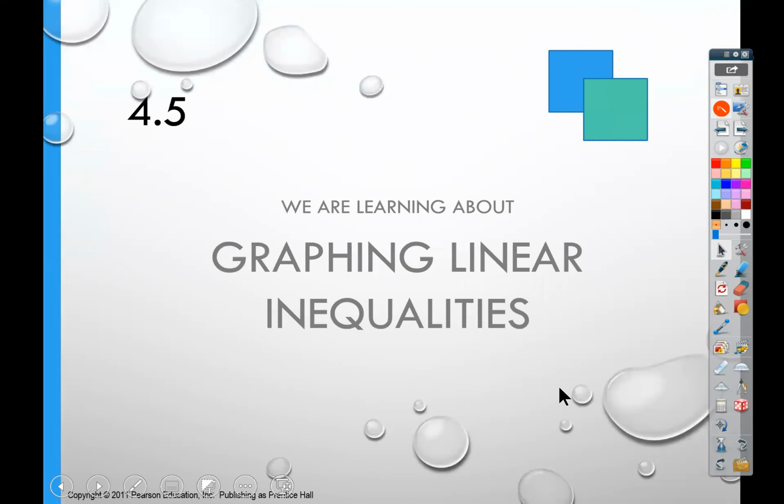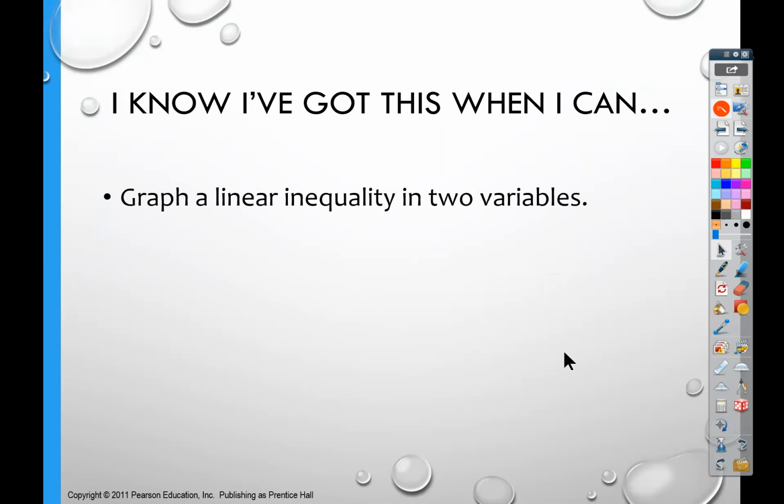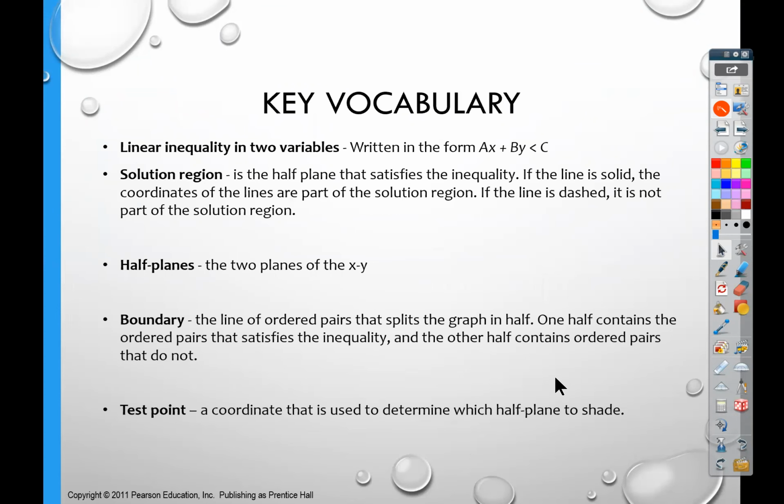Okay, today we are learning about graphing linear inequalities. So y'all know how to graph lines. Now we're graphing inequalities. I know I've got this when I can graph a linear inequality in two variables. So let's go over some of the key vocabulary.